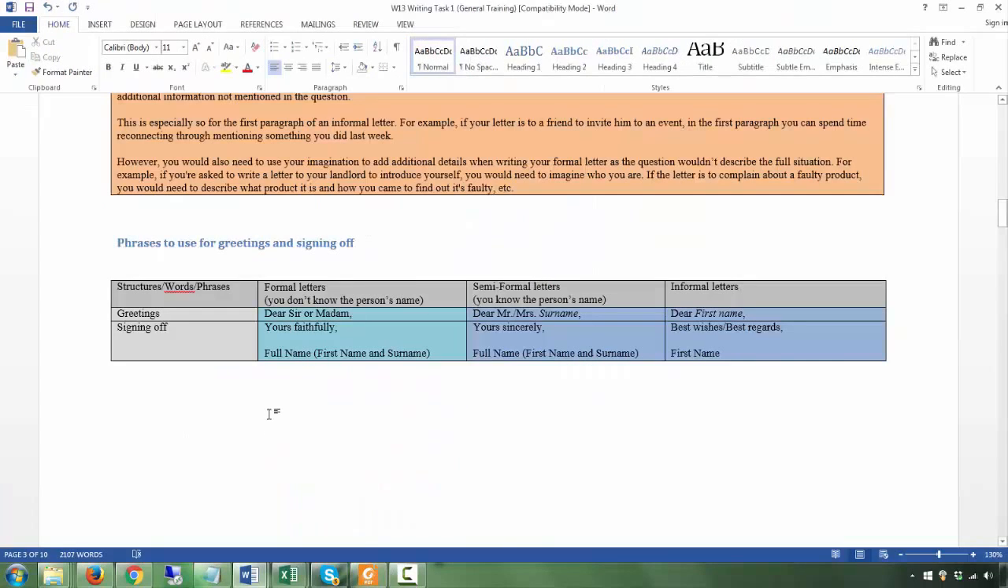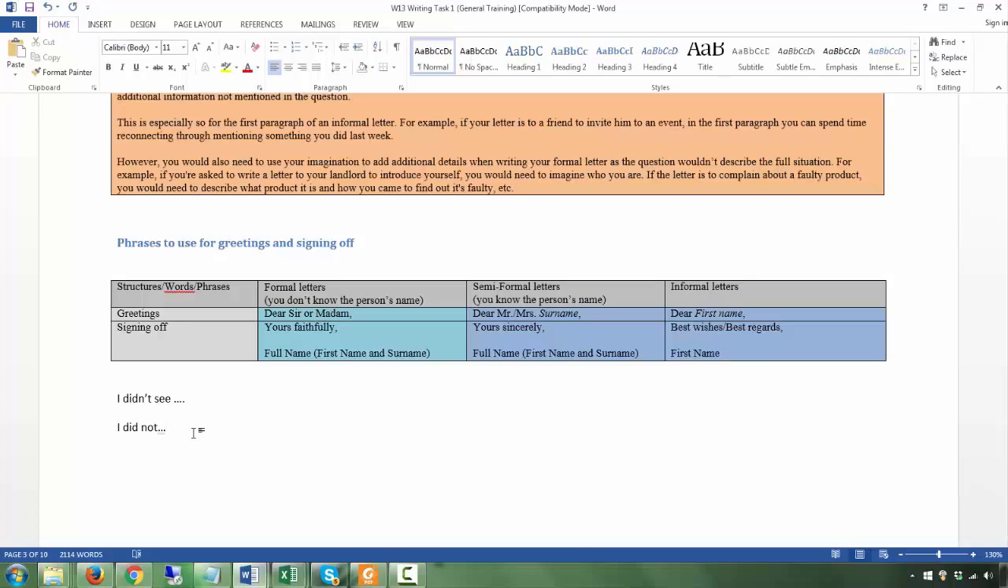All right, another difference is the use of contractions. In informal letters, you can use contractions. For example, you can say, I didn't see whatever, okay? These are contractions, with an apostrophe here. Whereas for formal and semi-formal letters, you should not use contractions. You should write, I did not. Okay, so this is the same for writing task 2. You do not want to use contractions. Okay, never use that in writing task 2, right?